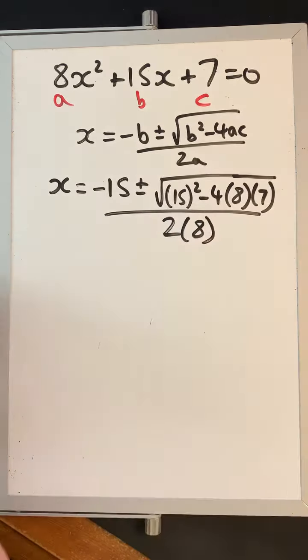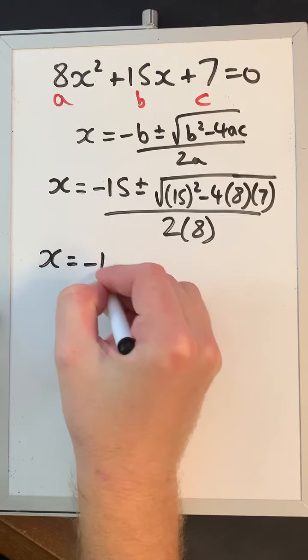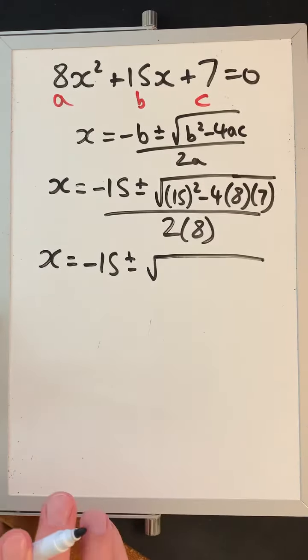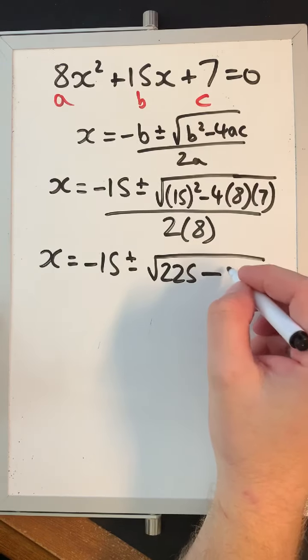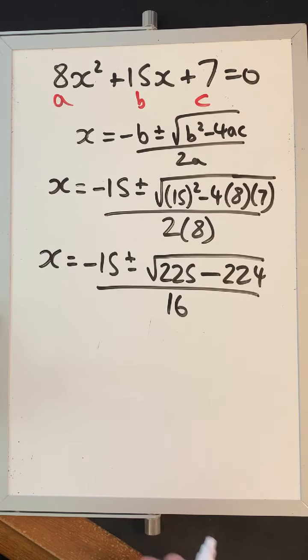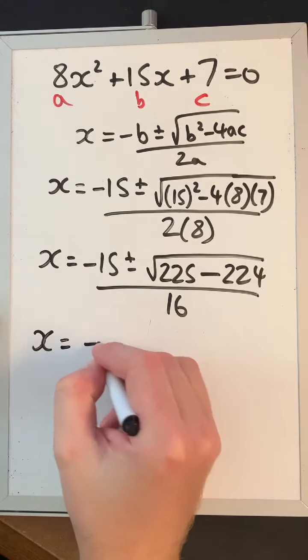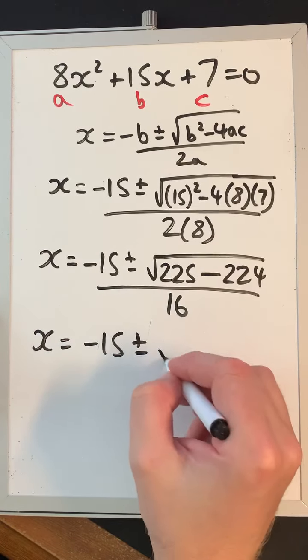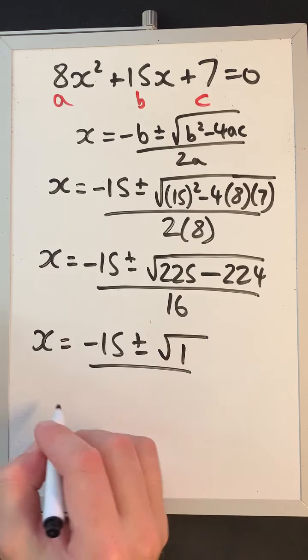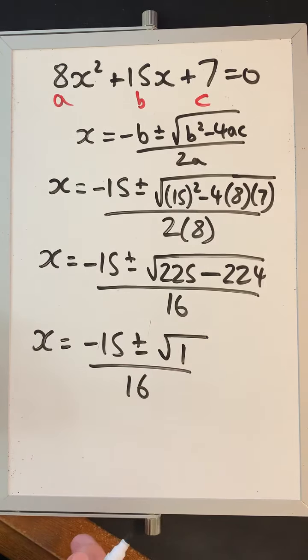Okay, so we've got the numbers in then. Let's work out what these are. So we've got minus 15 plus or minus the square root of 15 squared, which is 225, minus 4 times 8 times 7, which is 224, over 16. So we end up with some nice numbers here. 225 minus 224 is 1, over 16. And of course the square root of 1 is equal to 1.